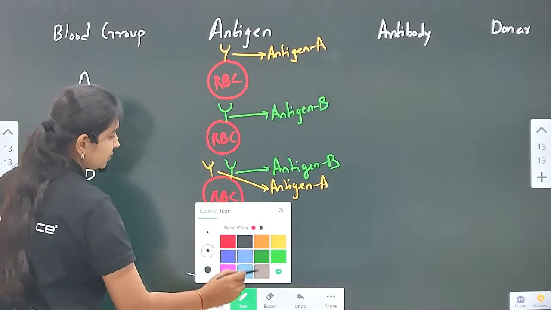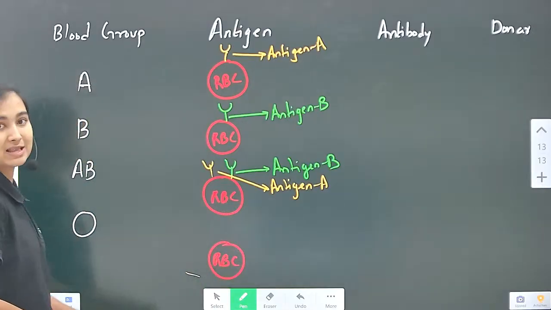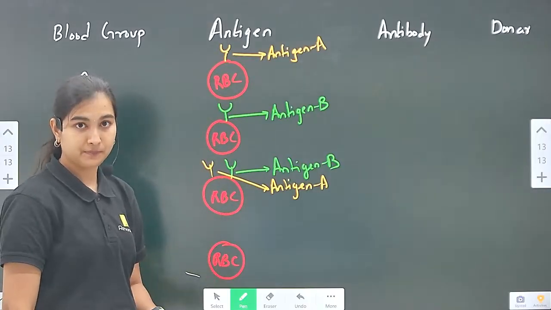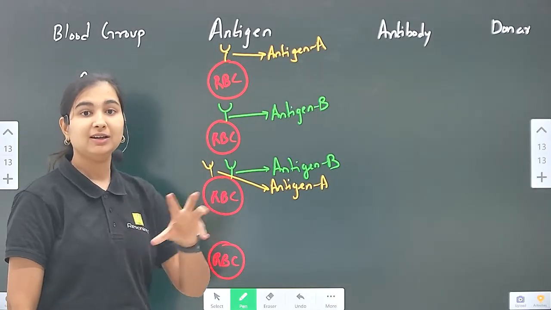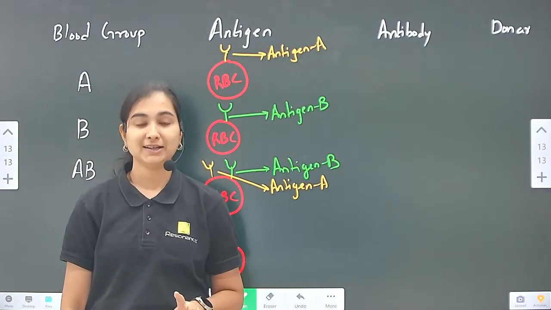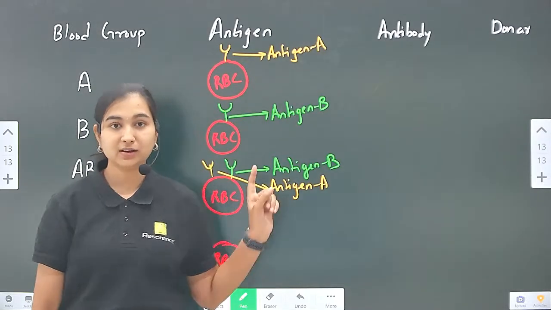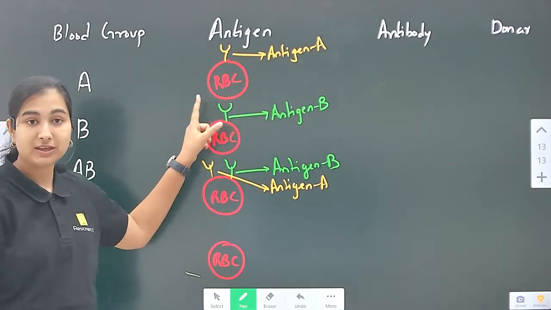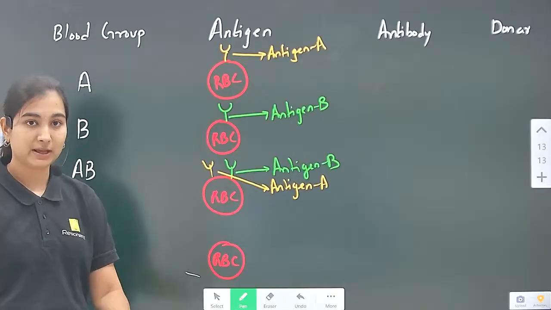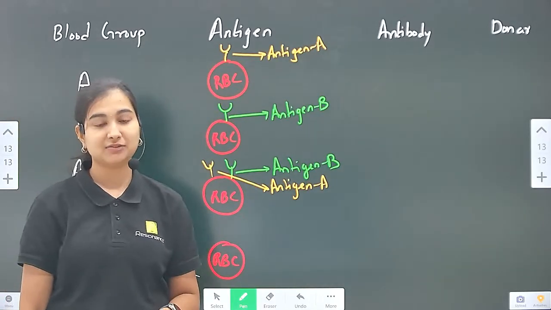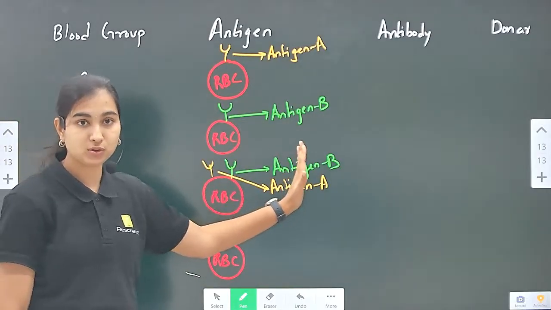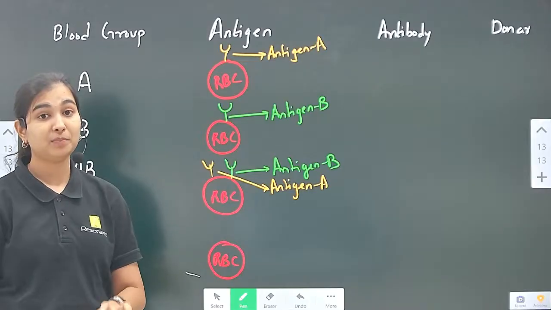Students, because of the presence of the antigen A on the cell surface, it is called the A blood group. So on what basis are we classifying the blood groups? On the presence of antigens on the cell surface. If antigen A is present on the cell surface, that is blood group A. If antigen B is present, that is blood group B. If antigen A and antigen B both are present, that is the AB blood group.